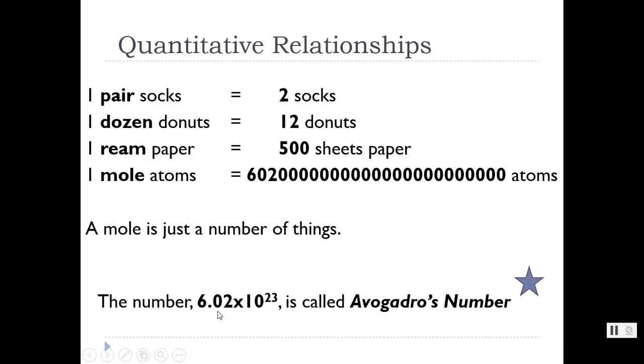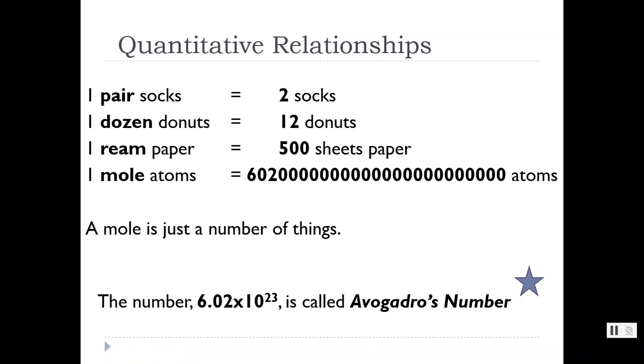So the take-home message from this slide is this new unit called a mole. And 1 mole of anything that you can count, be it molecules or ions or atoms or even donuts, 1 mole of whatever you're counting is this number, 6.02 times 10 to the 23rd. And it's called Avogadro's number, based from the Italian scientist that derived it.